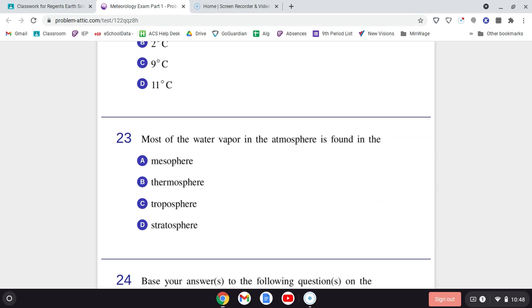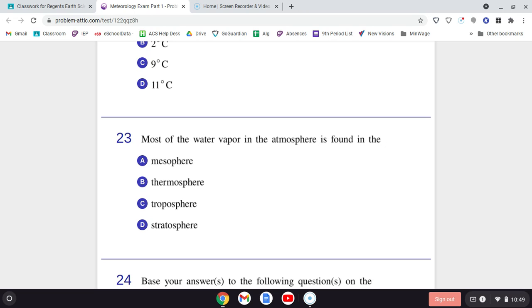Number 23. Most of the water vapor in the atmosphere is found in the what? The water vapor. Don't you look right here? I'm looking for it, and it's the yellow flash, I believe, here. So I go back to it. I see water vapor on the side on page 14.